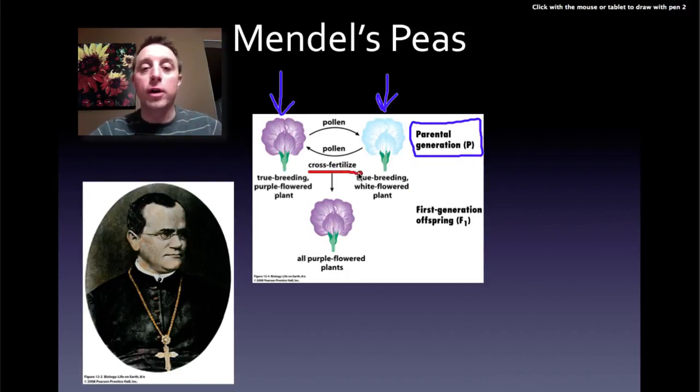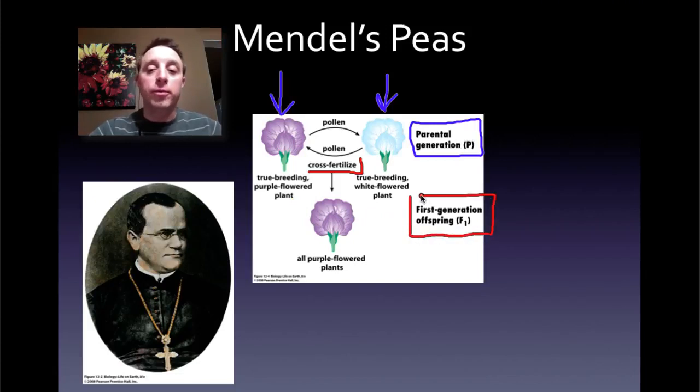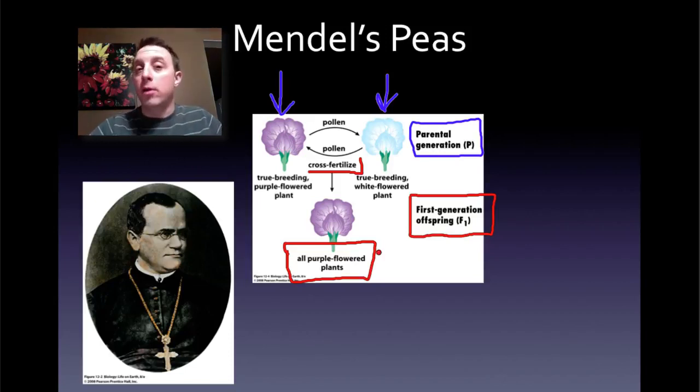So he crossed them together. He allowed them to cross-fertilize, and he came up with the next generation, the first generation offspring, or F1, as he called it. What he saw was that all of the offspring had purple flowers. No white flowers. He found this very interesting. What happened to this white flower trait? Where did it go?